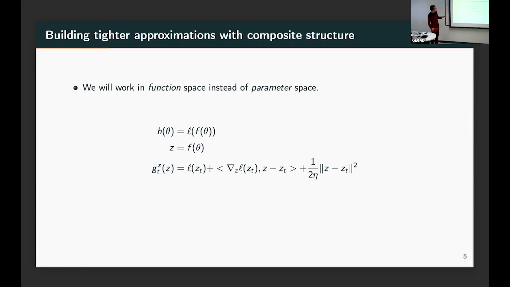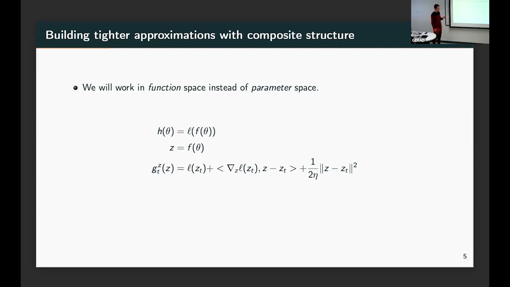So usually in standard machine learning, the function h that you want to minimize is the composition of two functions. f is your network, your model that takes parameter theta and outputs the output for a particular data point. And L is your loss, typically the quadratic loss or the cross entropy loss. So if I rewrite f of theta as z, instead of building my quadratic surrogate in theta, I'm going to build my quadratic surrogate in z.